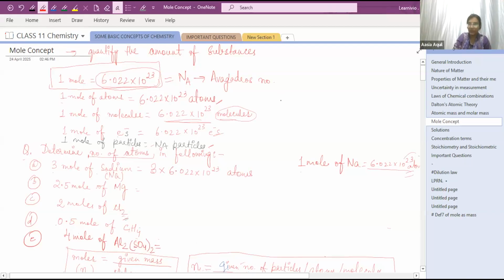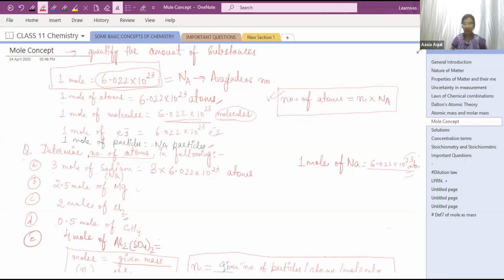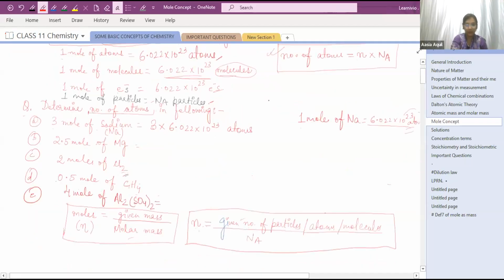So we can calculate the number of atoms or number of any particles like molecules, electrons by using this formula. The number of moles into Avogadro number. Number of moles into Avogadro number. Write down this formula. It's very important. You have to learn this formula. Clear? If there's any doubt, you can just stop me and ask me to repeat. Okay?